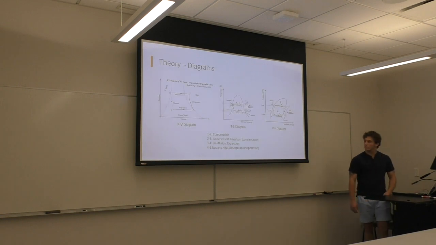So here are our PV, TS, and pH diagrams. The 1 to 2 going up is the compression. 2 to 3 is going to be your isobaric heat rejection. 3 to 4 is your isenthalpic expansion. And then 4 to 1 is your isobaric heat absorption.